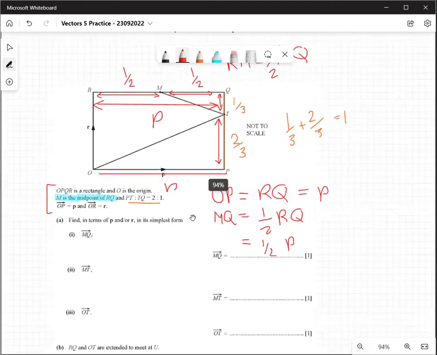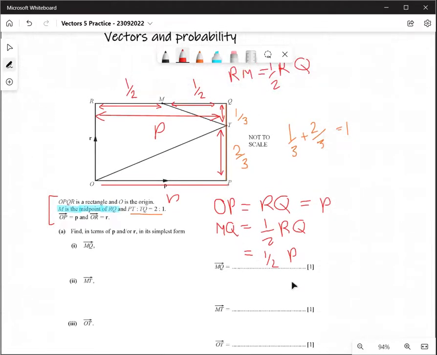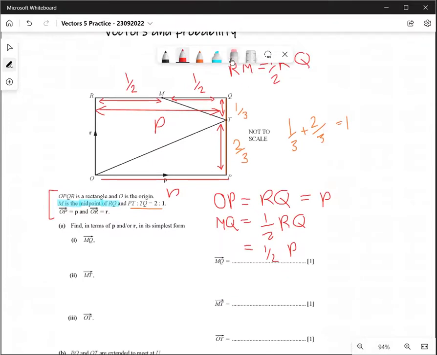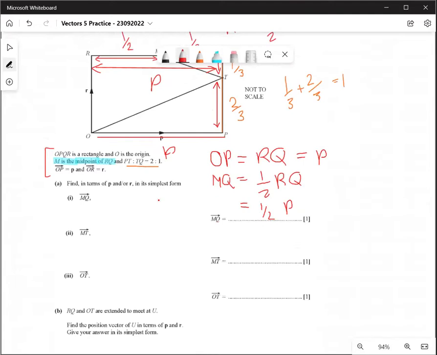Okay. Manvi, any doubts in this? No, it's pretty easy. I solved it. I wrote P by 2. Is that fine? Yeah, same thing, P by 2. Now, what is the answer for MT and OT?